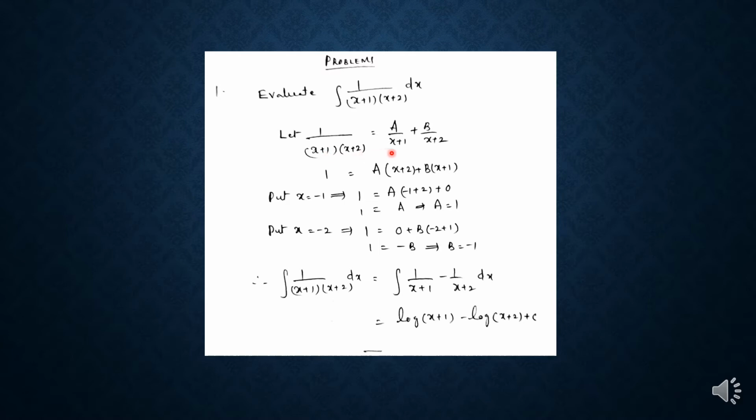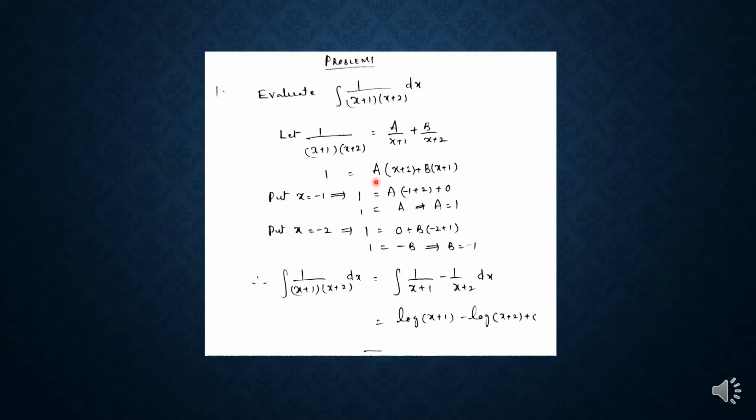By taking A by (x plus 1) plus B by (x plus 2). Now, by taking LCM here, we will get A into (x plus 2) plus B into (x plus 1) divided by (x plus 1) into (x plus 2). Here the denominators are equal, so by equating the numerators, 1 is equal to A into (x plus 2) plus B into (x plus 1).